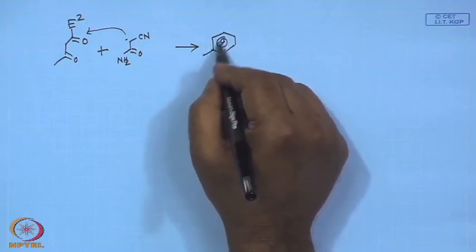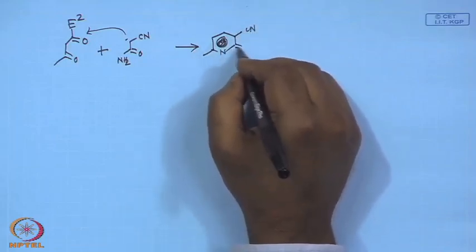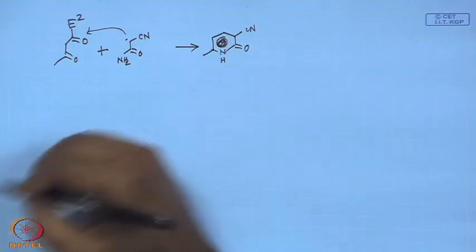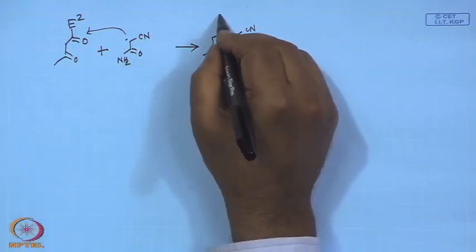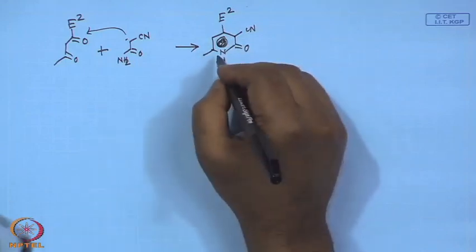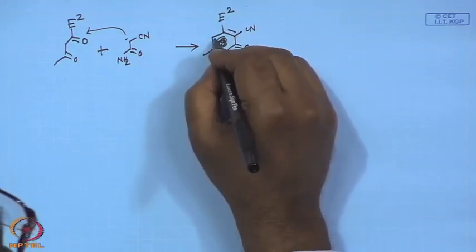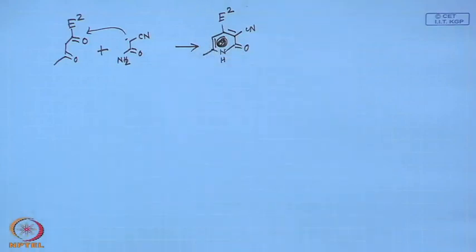This is cyano, and you have a carbonyl, and this is NOH, then this is E2, and so you will have this double bond up here and double bond up here. So, it is what you will be getting, actually you will be getting the 2-pyridone.